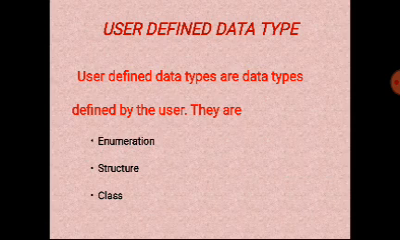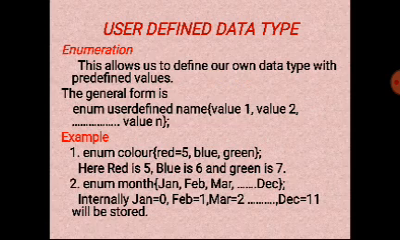User defined data types are data types defined by the user. They are enumeration, structure, class. Here we are going to see enumeration and structure. Class we can see in a later unit. First let us see enumeration. Enumeration allows us to define our own data type with predefined values.